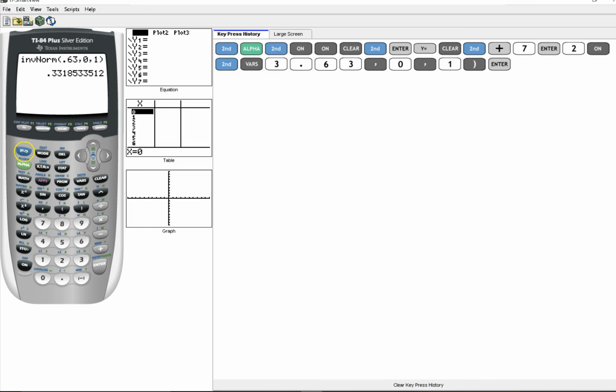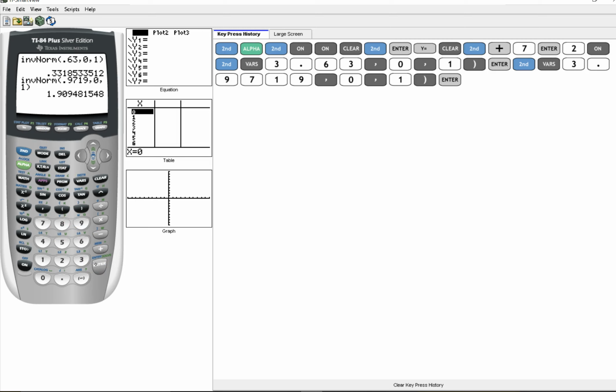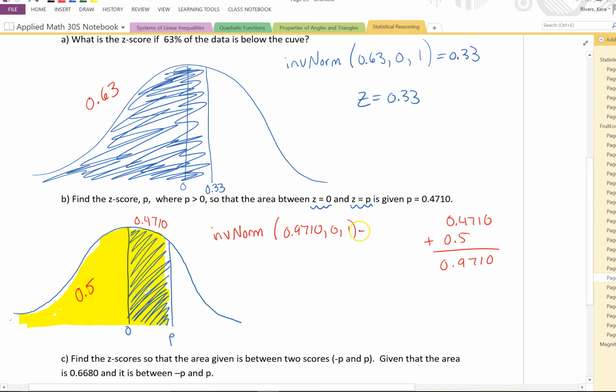So punching that into your calculator, we've got 0.9710, comma, 0, comma, 1. And we get 1.91, I guess, if we were to round that, 1.91. So that gives us an answer of 1.91. So that means the z-score is 1.91. So this value p, instead of putting p, we can leave the p there, but we're getting an answer of 1.91. So it's almost 2 standard deviations above the mean that would give us that value.